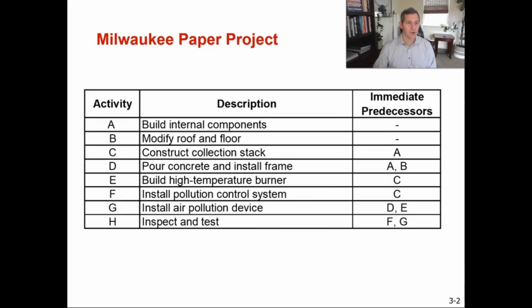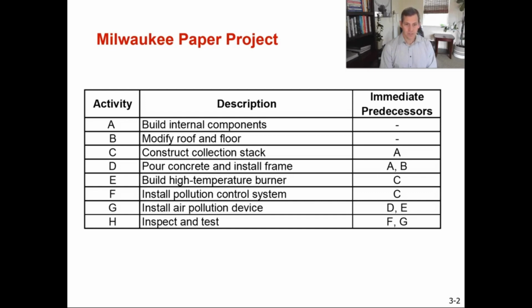Okay, so for Milwaukee Paper, this is given to you, and we have every activity, the description for that activity, and then the immediate predecessors. So remember, when we fill out the AON network diagram, we don't want to write in there build internal components, or modify roof and floor. We're going to assign an activity number, or letter, or code to every task, and in this case we've chosen A, B, C, D, E, F, G, and H. So the 8 activities have all been assigned a letter. The immediate predecessors we have already determined.